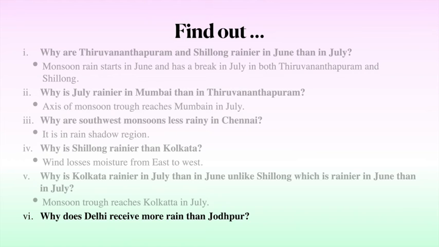Why does Delhi receive more rain than Jodhpur? Delhi is located to the east of Jodhpur, so naturally eastern places receive more rain than western places, because wind from east to west loses its moisture and gives lesser rainfall as it progresses towards the west.